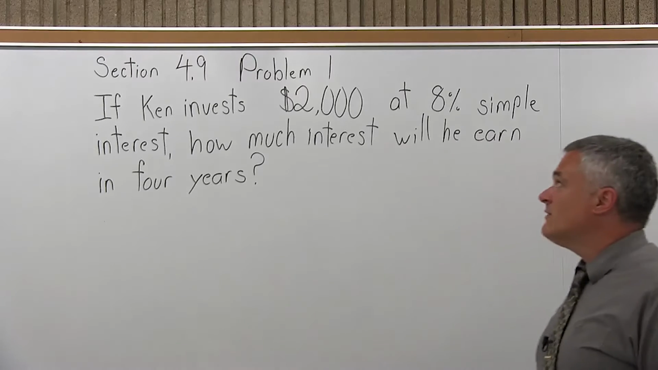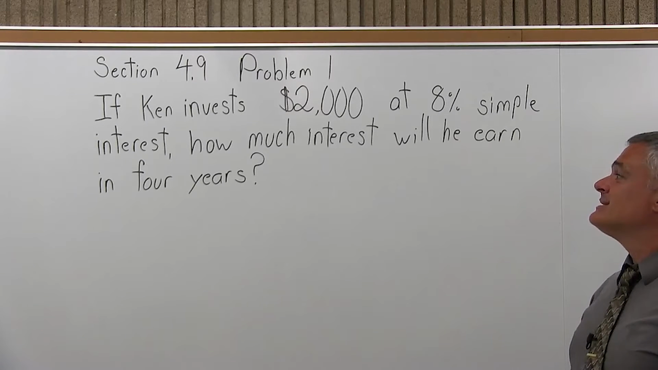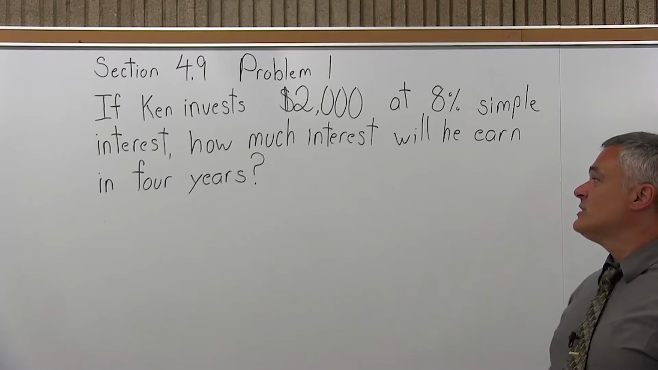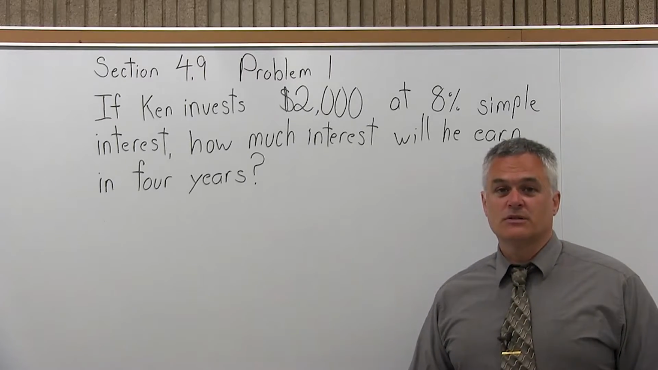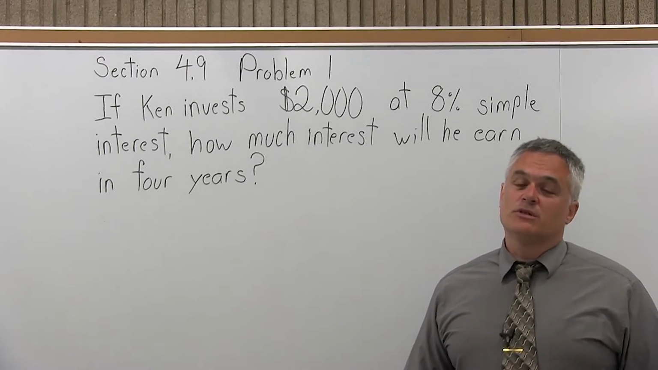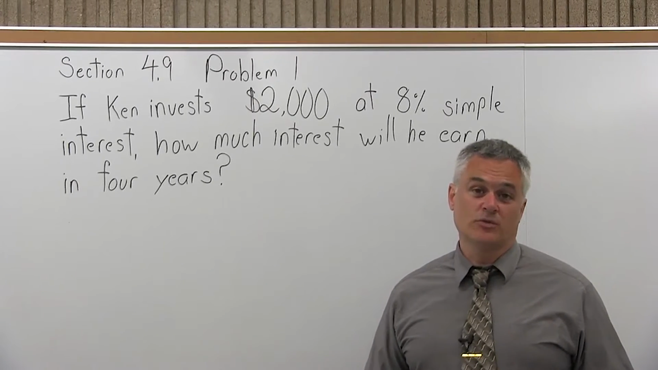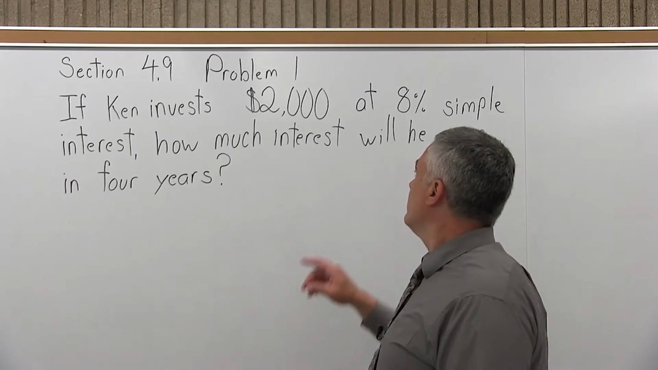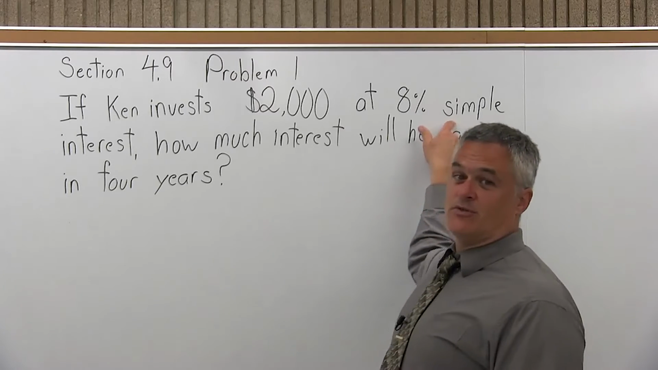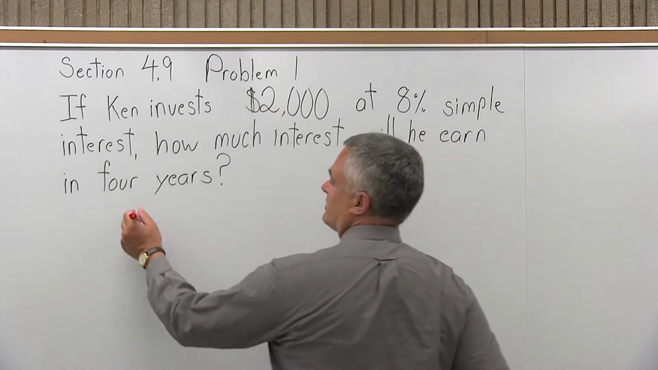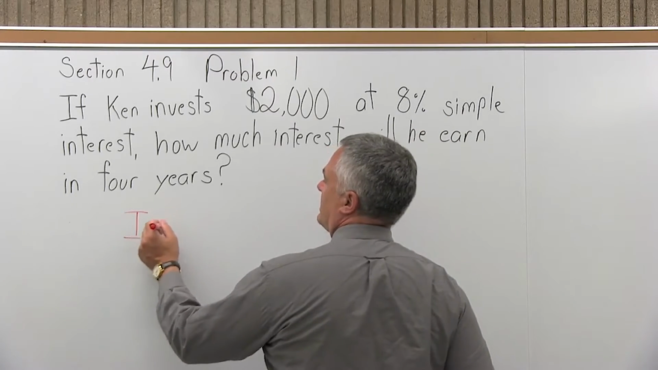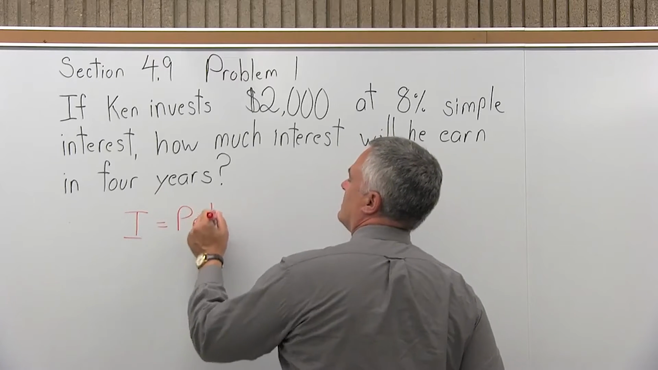It says, if Ken invests $2,000 at 8% simple interest, how much interest will he earn in 4 years? So the first thing you have to do is determine which of the two formulas from this section you need to use. There's a simple interest formula and a compound interest formula. And the question says simple interest. So that tells you the simple interest formula is the one you need, which is I equals PRT.